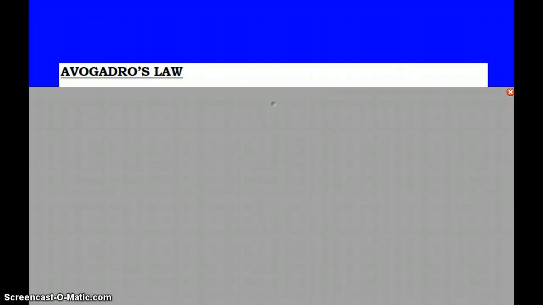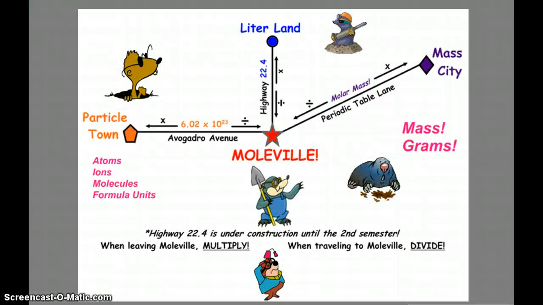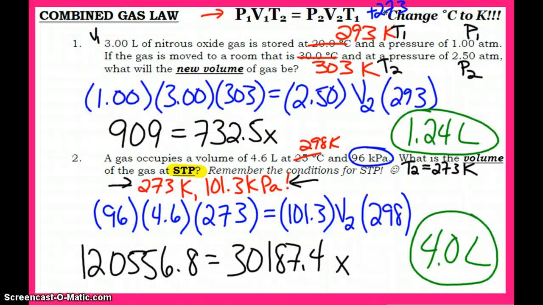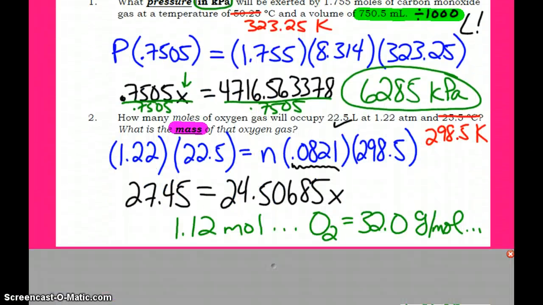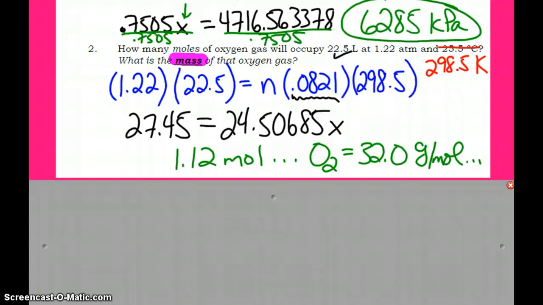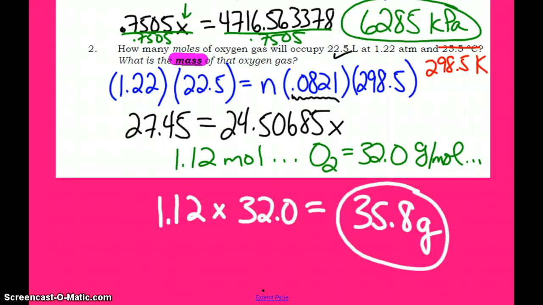The second part says what's the mass of that oxygen gas. Well, of course, to get from moles to mass, I need to multiply by the periodic table. And so we have oxygen gas, which is O2, 16 plus 16, so that's 32 grams per mole. So when we multiply our moles times our molar mass, that's how I got the 35.8 grams of oxygen.